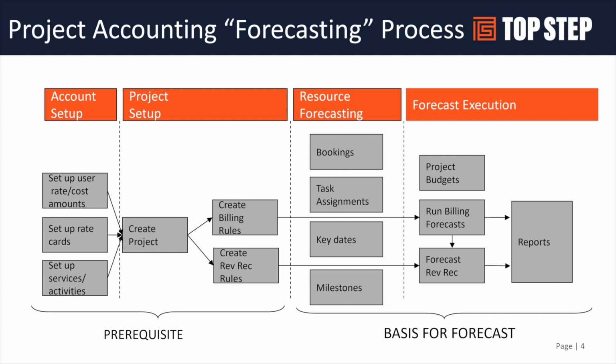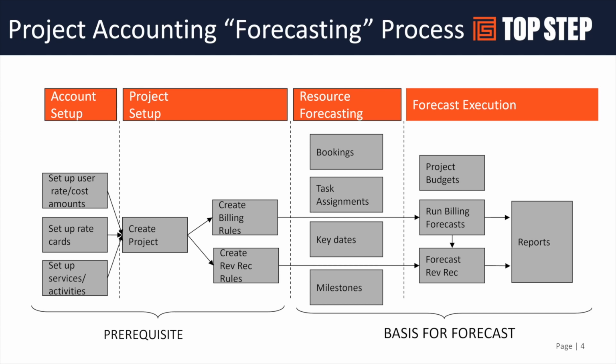You might use your project task structure and task assignments to forecast into the future instead of bookings. You may have dates on your project that you want to use for forecasting, and we'll talk about what that looks like. And then lastly, we see customers with milestones, and you may manage the milestones, when you expect these milestones to be met or to happen, and that also can create a future view of your billing or revenue recognition.